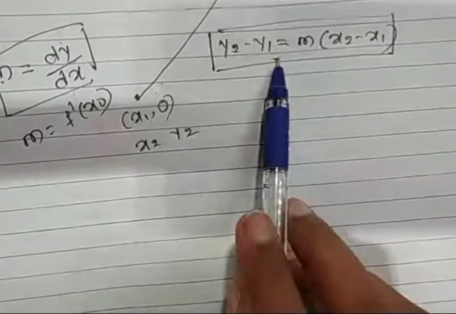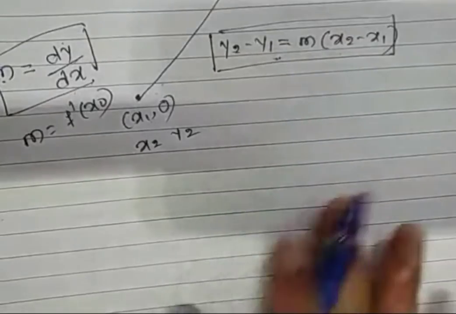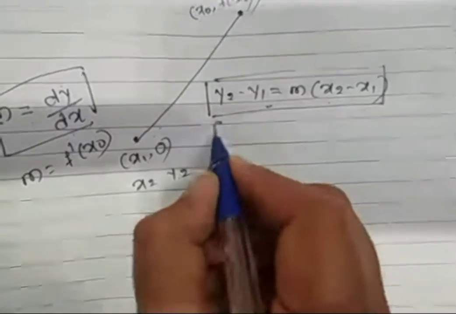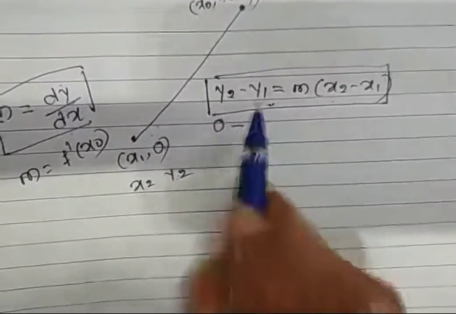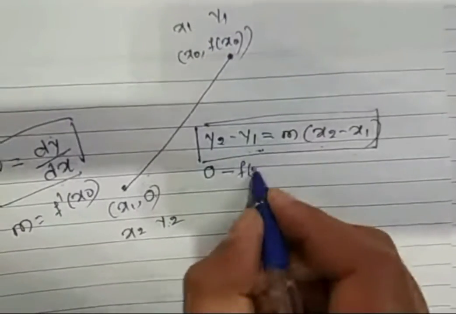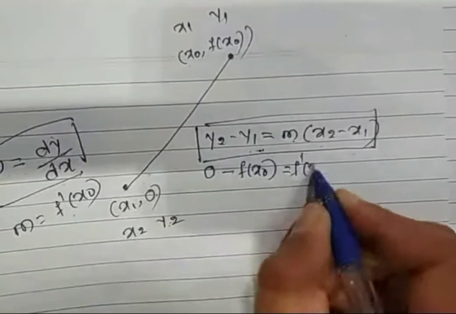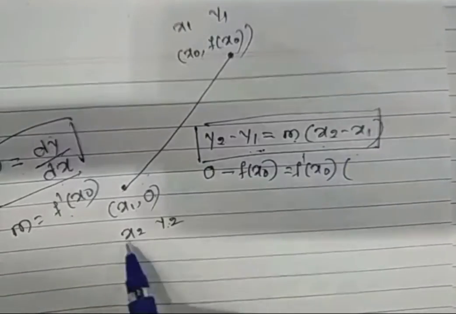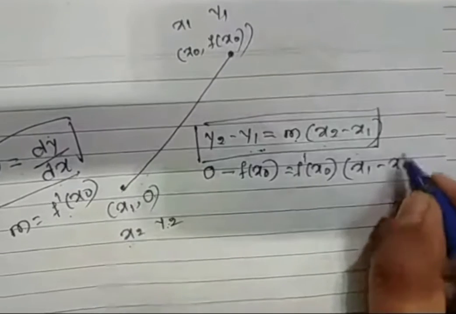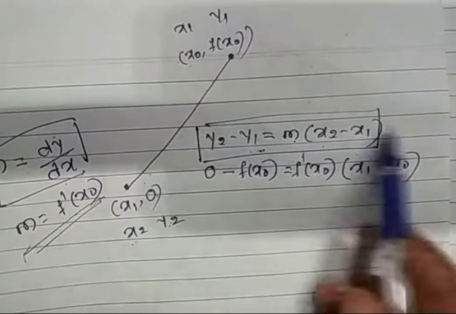See, in this formula we are substituting the x1, x2, y1, y2 values. So what about y2? What can we observe? In place of y2 we have 0. So substitute. Then what about y1? In place of y1, y1 is represented by f of x naught. Then m means what? m is the first order derivative, that is f dash of x naught. Then x2 is what? x2 is x1. Then x1 is x naught. So after replacing the coordinate points and the slope value, we have got this.